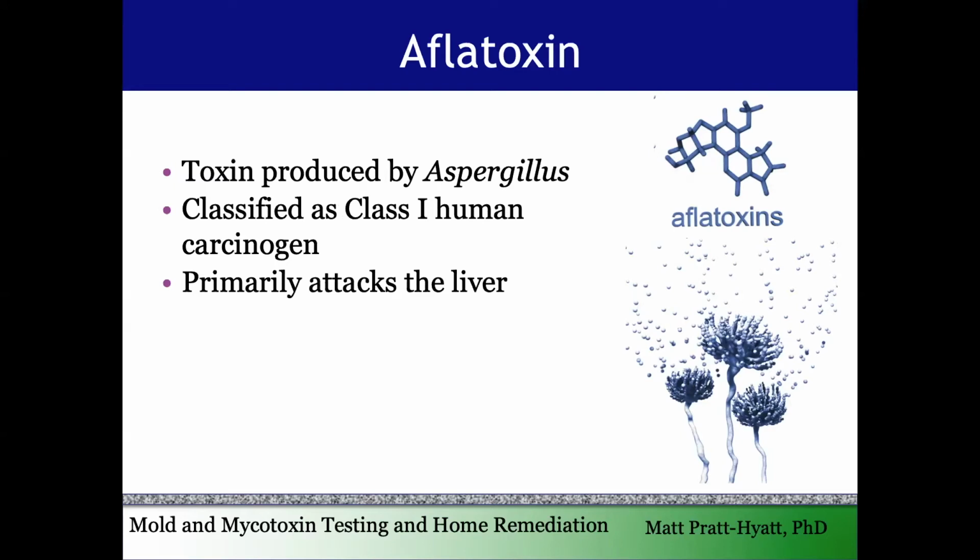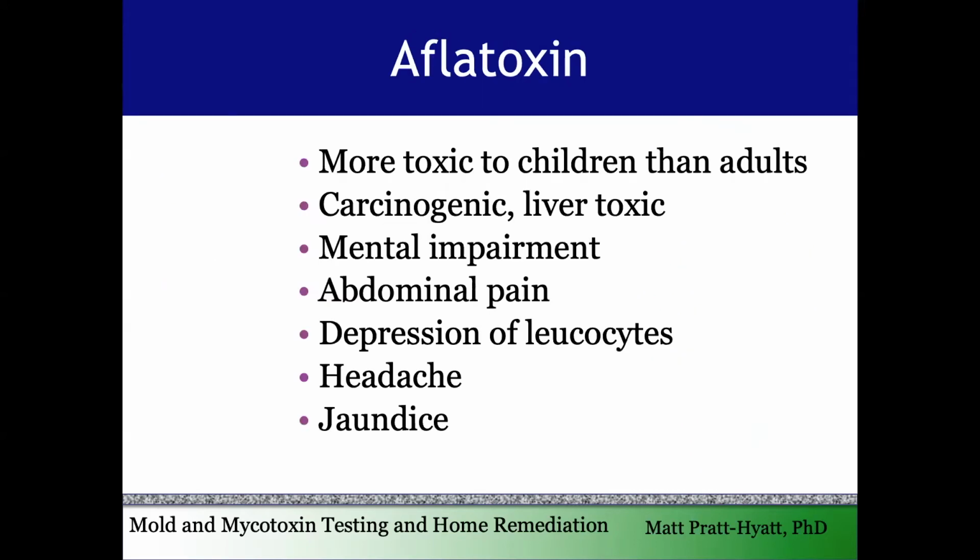Aflatoxin, produced by Aspergillus. It's a class 1 human carcinogen, meaning that it has definitely been known to cause cancer, and it primarily attacks the liver. It can cause a lot of different health effects. Like almost all the mycotoxins, it's more toxic to children than adults.